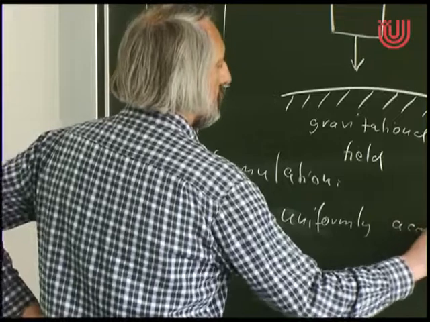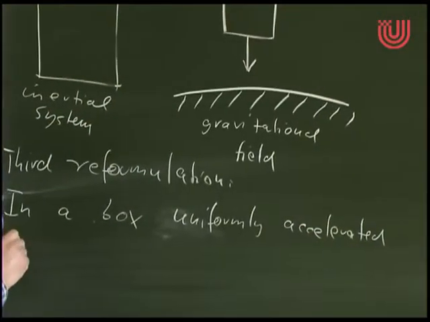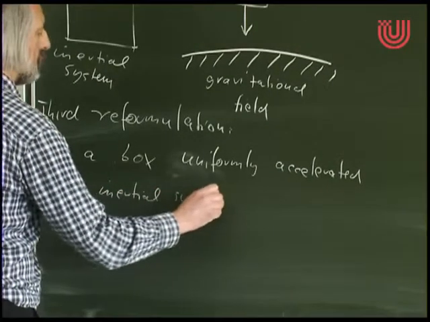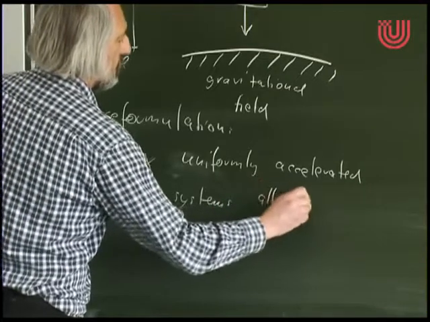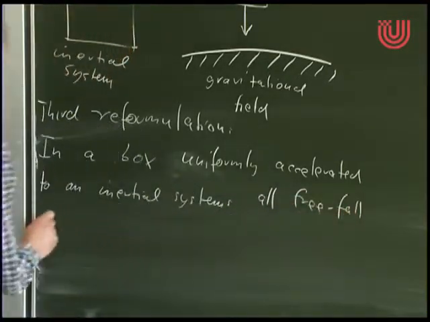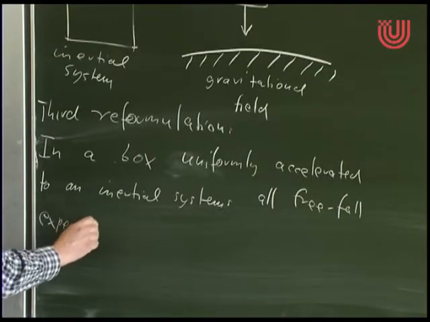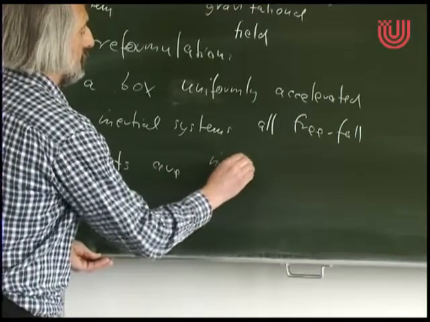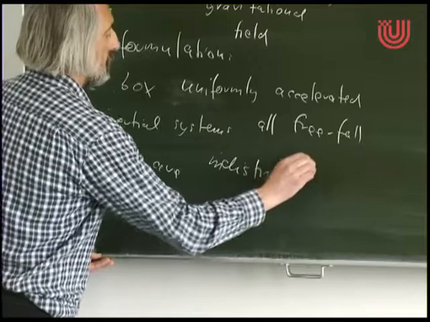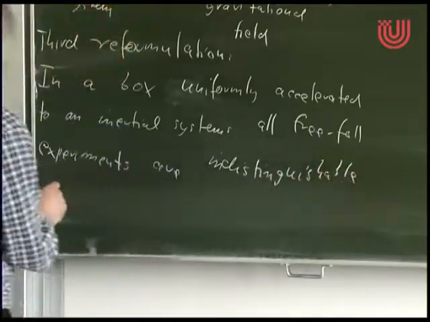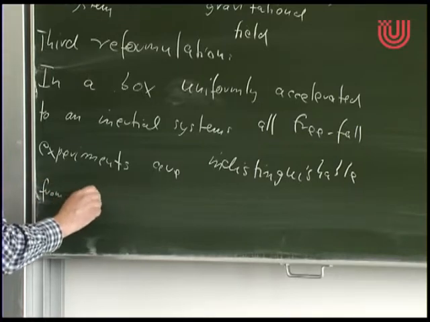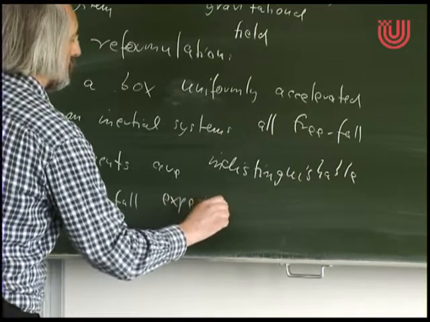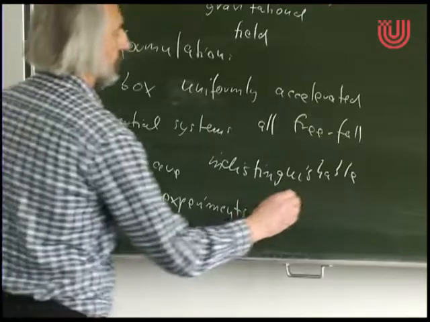In a box uniformly accelerated relative to an inertial system, all free fall experiments are indistinguishable from free fall experiments in a homogeneous gravitational field.